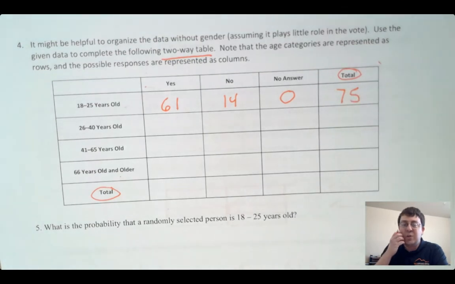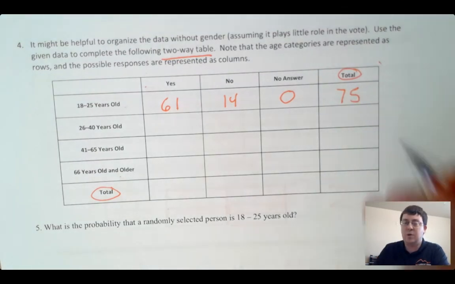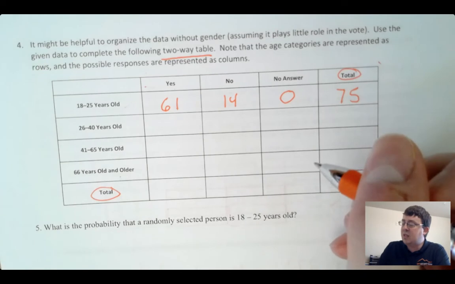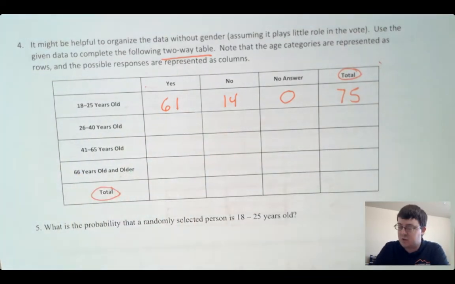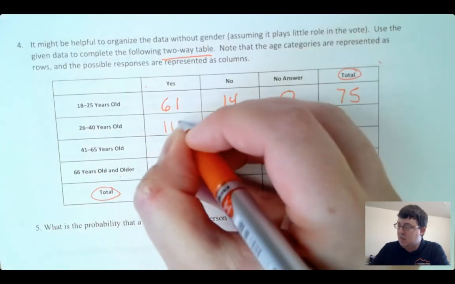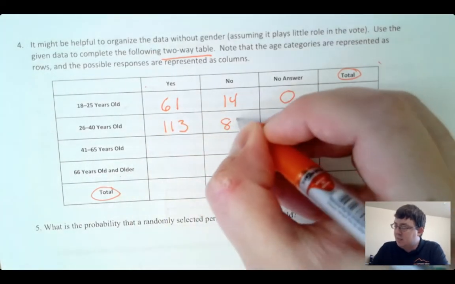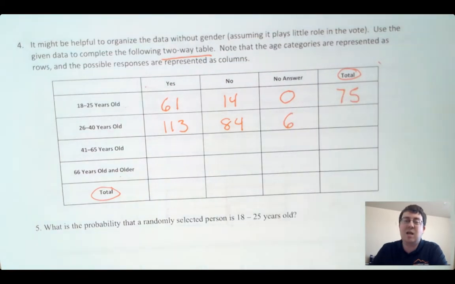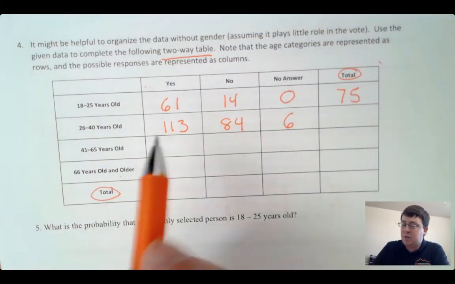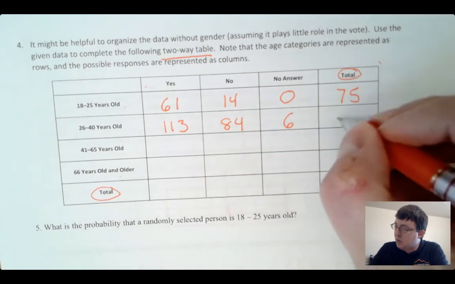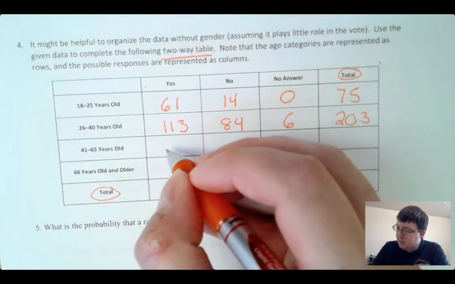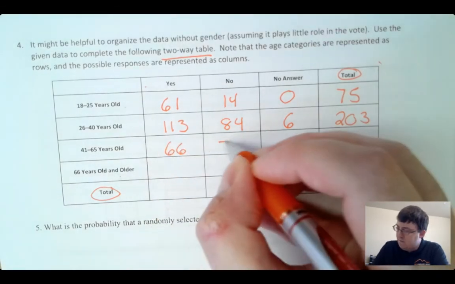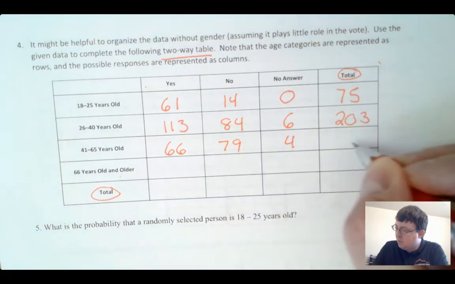I'm going to continue, and you should follow along on your notes as well, to make sure that you get the same thing. I'm going to add up the people that voted yes that were 26 to 40 years old. That's 113. 84 of them said no. 6 didn't say anything. They had no answer. And if I sum all these 3 together, there are 203 total people that are 26 to 40 years old. For 41 to 65, I should get 66, 79, 4, and a total of 149.